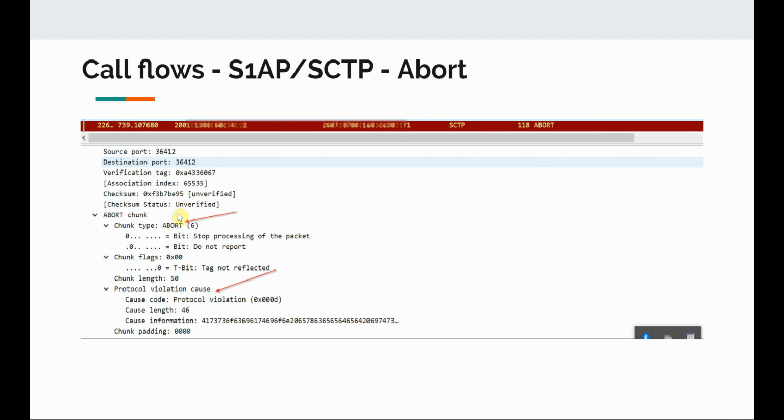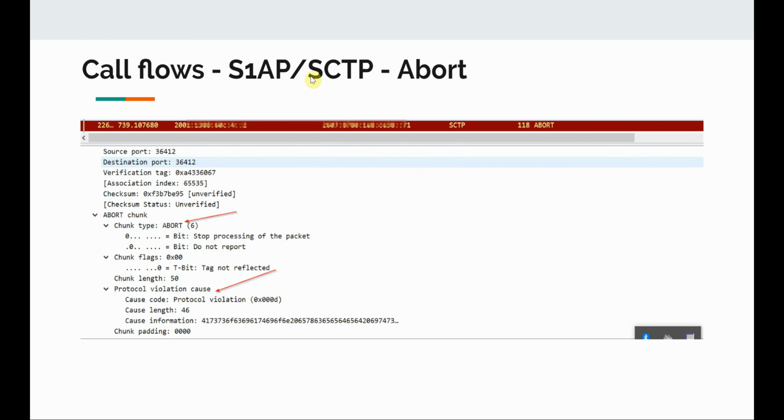So this abort chunk is right here. It says the bit is set to stop processing, and there is a cause why this abort happened. In this case, it was protocol violation. You can have multiple, but this gives you a sense of why the SCTP association gets dropped.